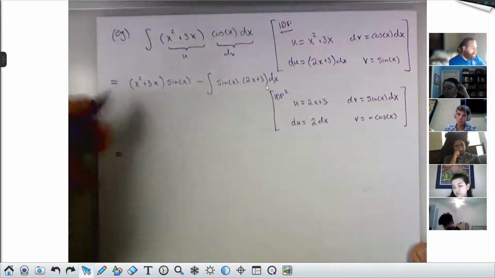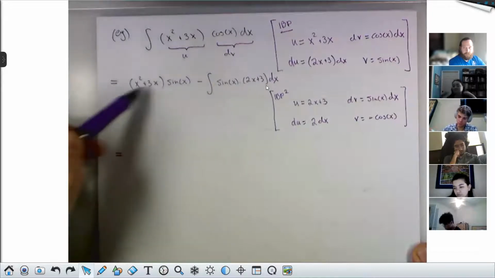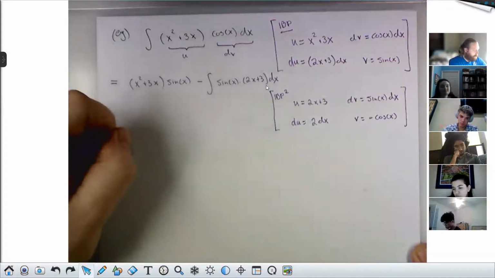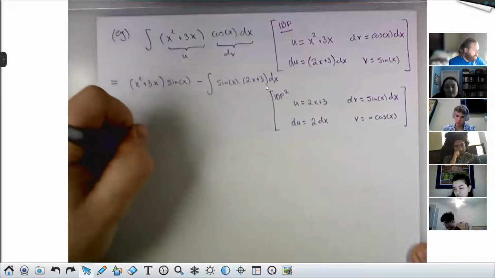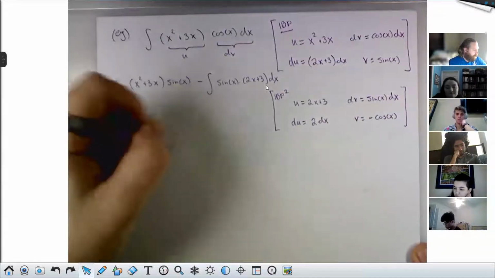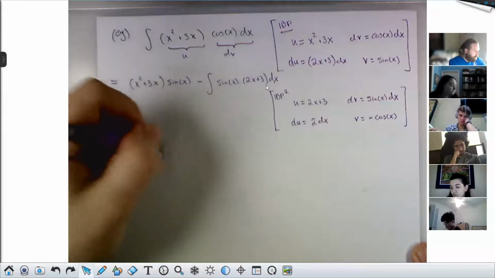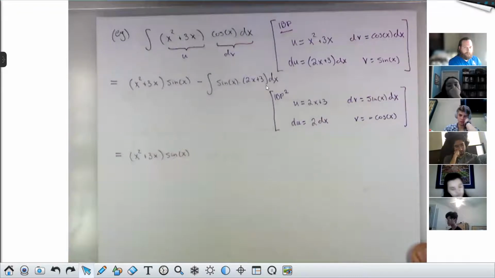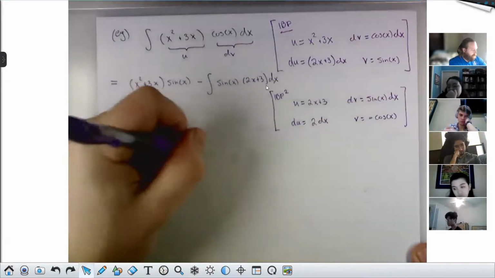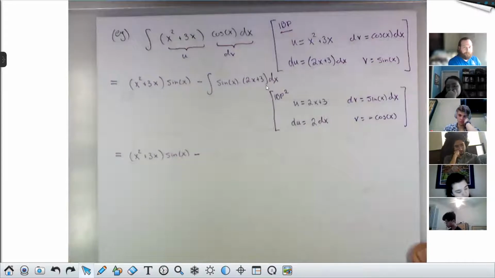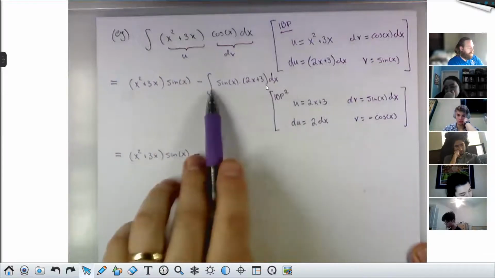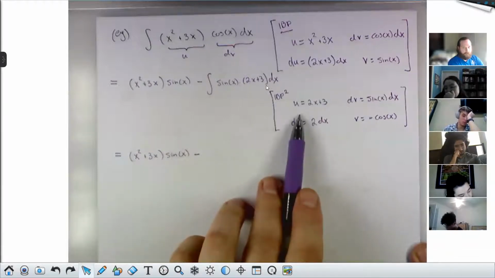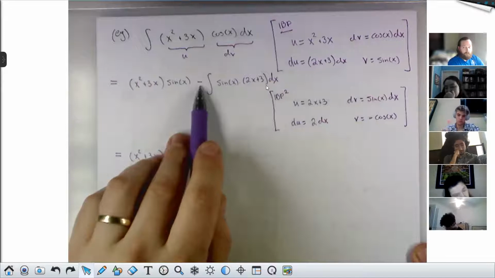The chunk that's out front from my first integration by parts, this piece is done, but I need to keep writing it. It's a part of my answer. It doesn't go away. I just don't do anything with it in this step. So I still have x squared plus 3x times the sine of x. This negative is still here. And I'm going to replace now this integral by what integration by parts 2 says it is equal to. But this negative needs to distribute over everything.